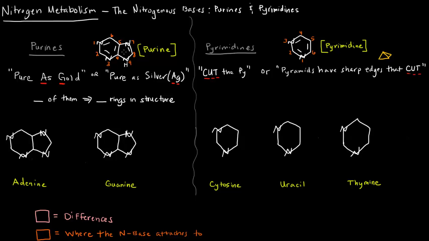And that's actually the reason that the ribose sugar or the deoxyribose sugar in nucleotides or nucleosides have primes, is because they can't have the same number as the nitrogenous base. So the nitrogenous bases have no primes. The sugars themselves have primes.